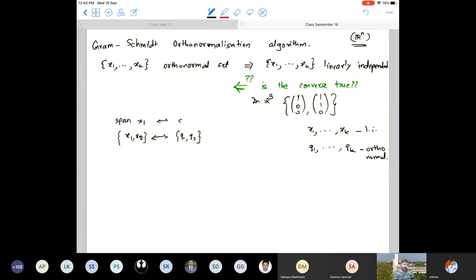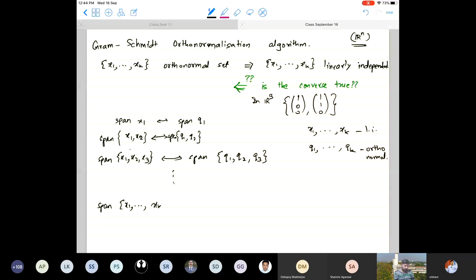So I'm going step by step, and eventually what I'm saying is span of x1 up to xk is the same as span of q1 up to qk. Do you understand what we are going to do? So we are going to come up with a strategy. In fact, in the Gram-Schmidt orthogonalization algorithm, that is what is done. The Gram-Schmidt orthonormalization procedure comes up with a strategy. It gives you an algorithm to do exactly the same thing.